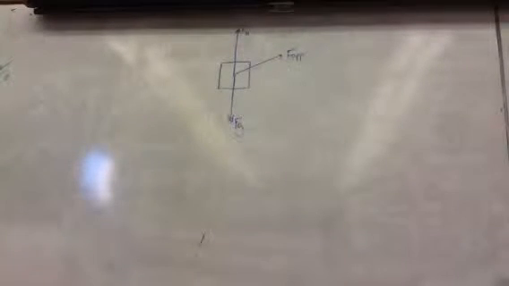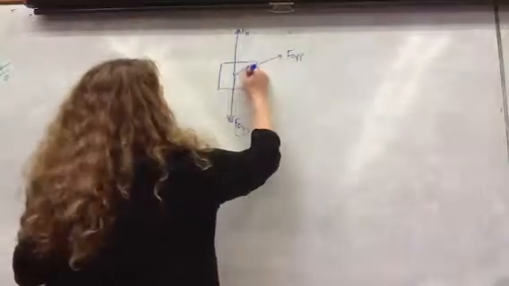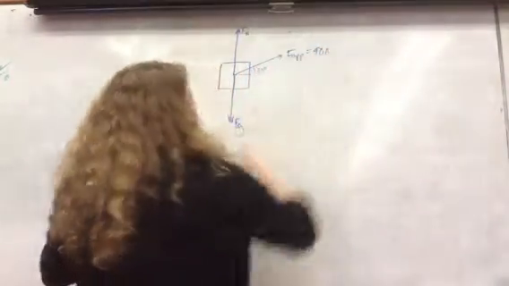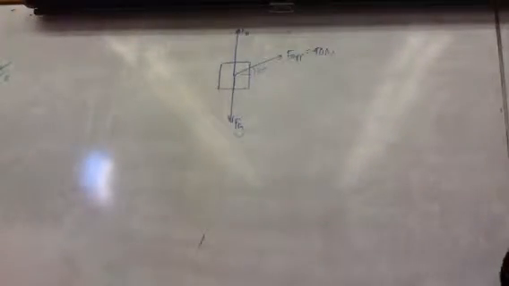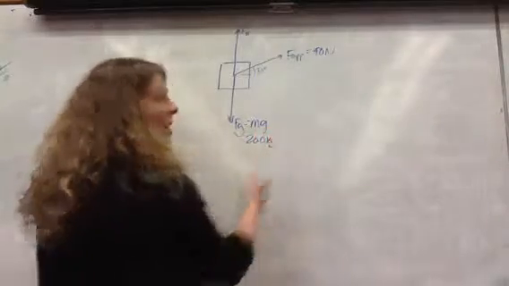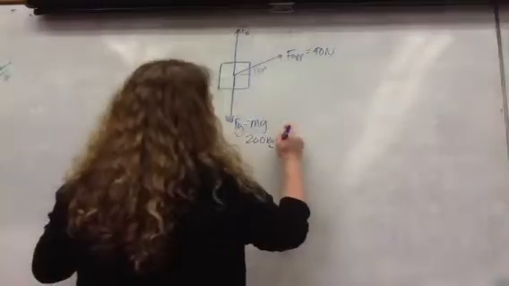So we have a crate of books being moved by a student. They are pulling with an applied force of 90 newtons at 30 degrees above the horizontal. And the box has a mass of 20 kilograms. So this is mg, this is 20 kilograms times gravity.